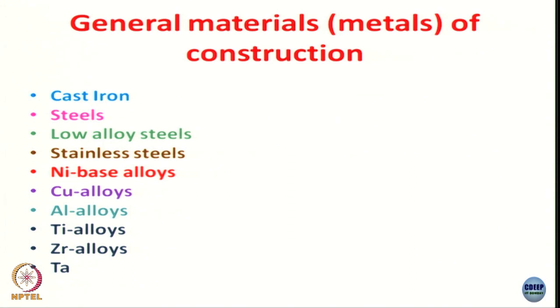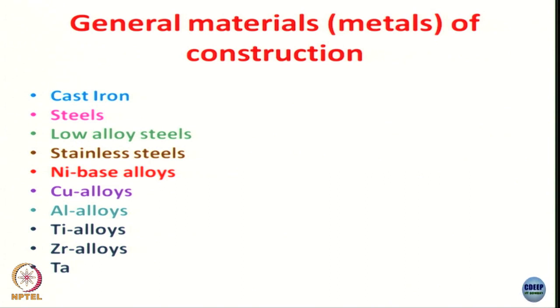And I have given, you can see here, the cast irons, steels, low alloy steels, stainless steels, nickel based alloys, copper based alloys, aluminum alloys, titanium alloys, zirconium alloys, tantalum. Tantalum is not used as an alloy, normally used as an element only. Now, these are the materials generally used, and again the criteria for choosing any of this we have seen before. What is the kind of criteria that we talk about? They should all apply over here, so that you can optimize the material selection for a given application in the industries now.